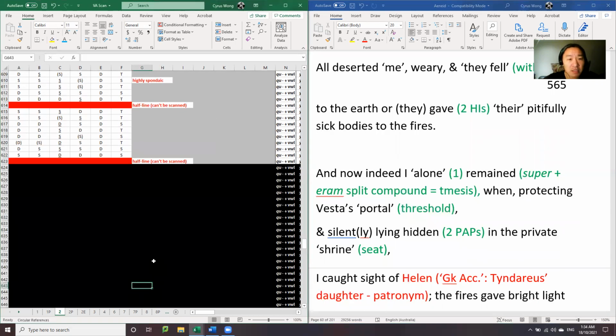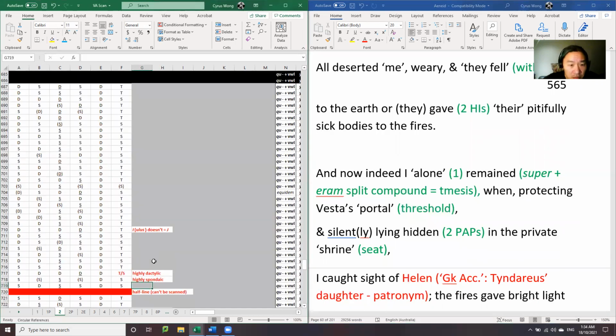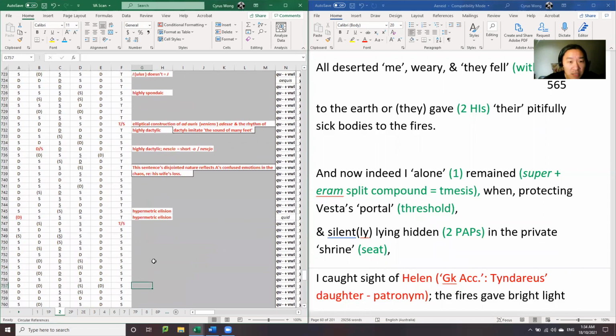Okay, so nothing there. Right, so 745, 46. Don't forget your hypermetric elision. There is the one. So that is when the last syllable. Give me a sec. I'll just go to 745.